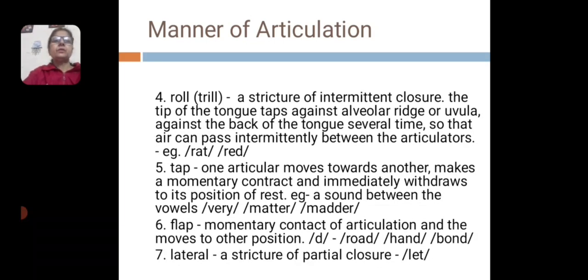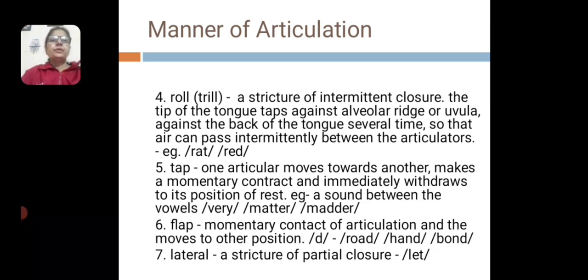A structure of intermittent closure, where the tip of the tongue taps against the alveolar ridge, or the back of the tongue against the uvula, several times. Dear students, closure is there and the tip of the tongue is just touching the alveolar ridge or uvula, so air can pass intermittently between the articulations. What happens here is just stop, then continuing, then stop. It is passing intermittently with some hurdle. For example, r. We are speaking rat. Our tongue is touching several times, just as in the ringing of an electric bell. The same happens when we are speaking rat.